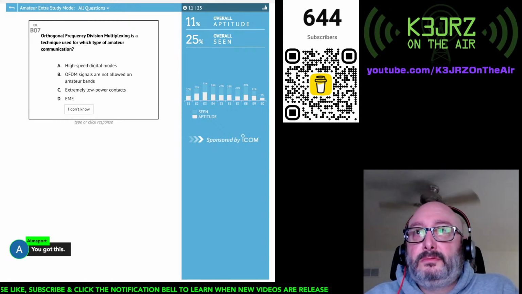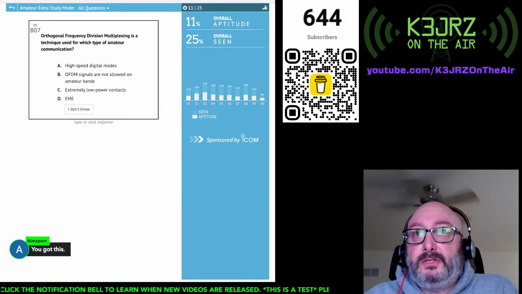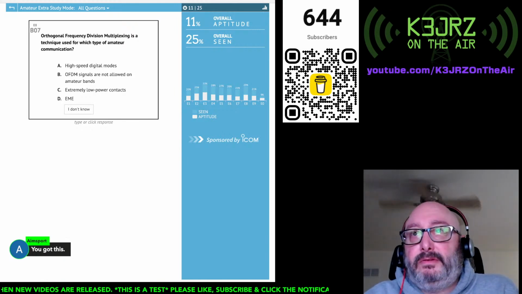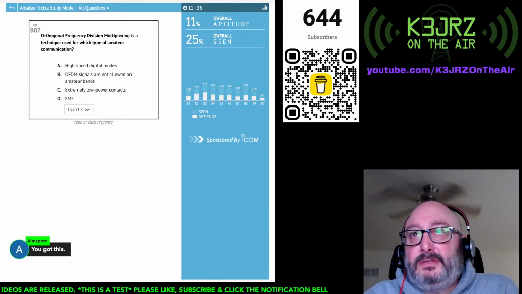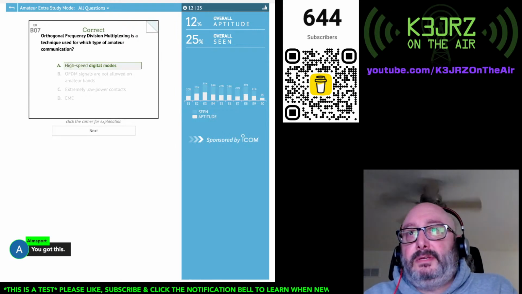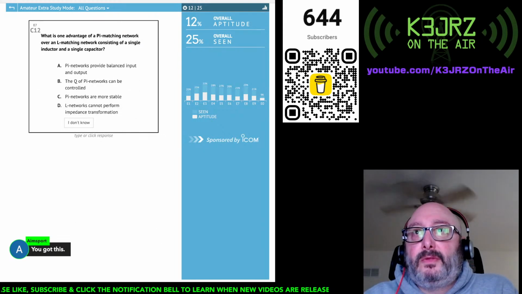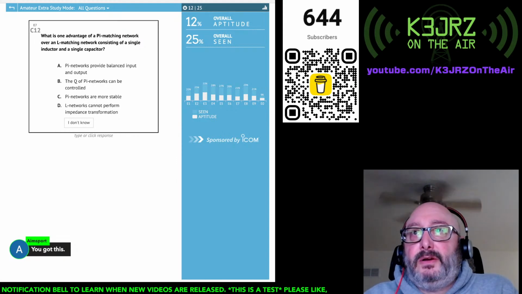Orthogonal. Orthogonal frequency division multiplexing is a technique used for which type of amateur communication? Oh boy, we had this question the other day during the review. Yes, high-speed digital modes. What is one advantage of the pi matching network over the L matching network?